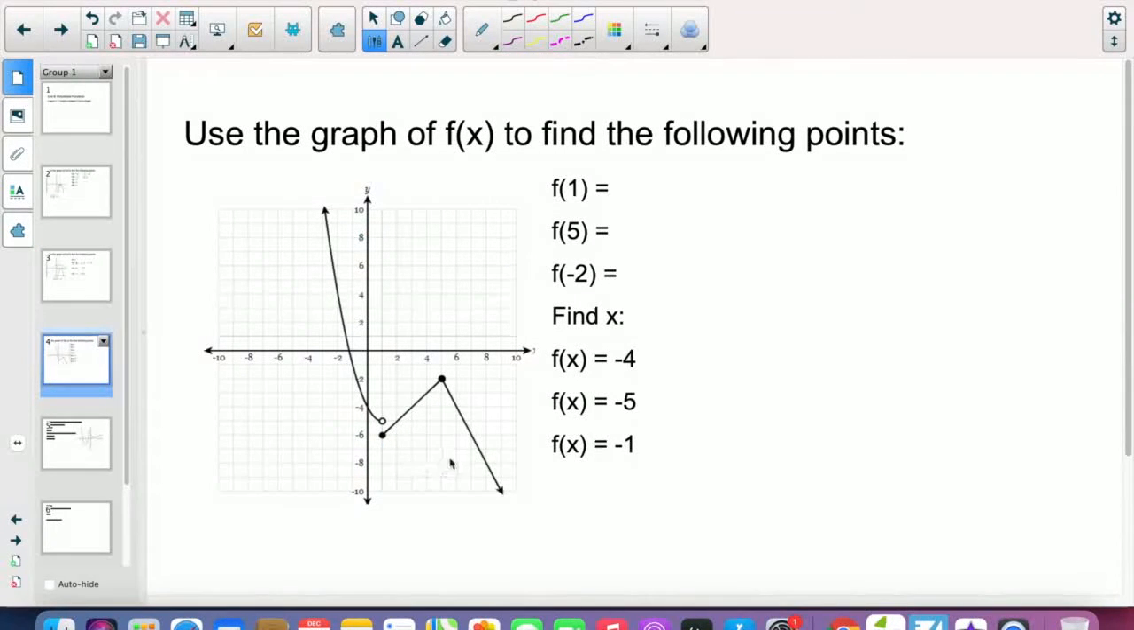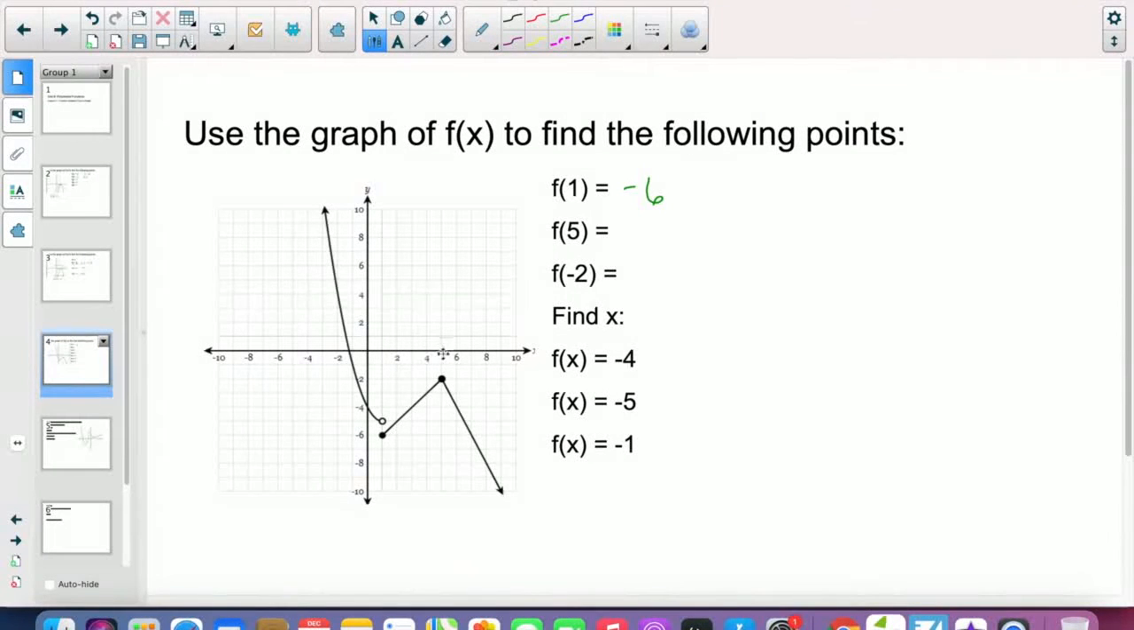This is a piecewise function, meaning we have two different parts of the graph. They're separated, but that's okay. We can still answer all of these questions. F of 1, they want the y value when x equals 1. Well, at x equals 1, that's an open circle, so I don't include it. The closed circle is at the y value -6. So f of 1 is -6.